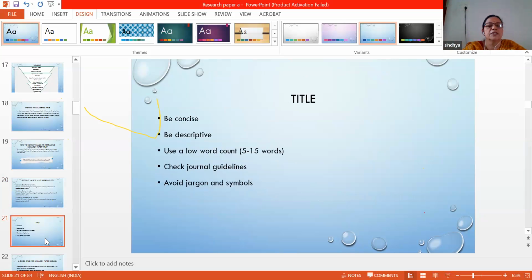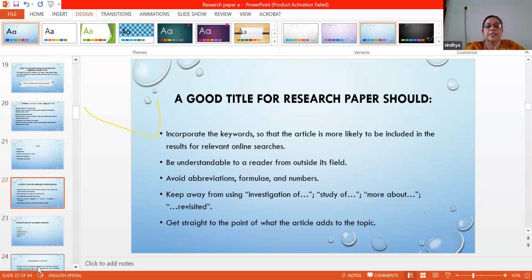Whatever the title, it must be concise. It must be descriptive. So keep a low word count; a maximum of 15 words is the accepted form. And regarding journal guidelines, if the journal insists on certain guidelines regarding the title, you can follow those guidelines, and avoid symbols and jargon. So these are the criteria for writing a research paper's title.